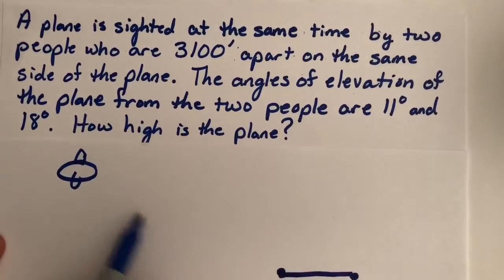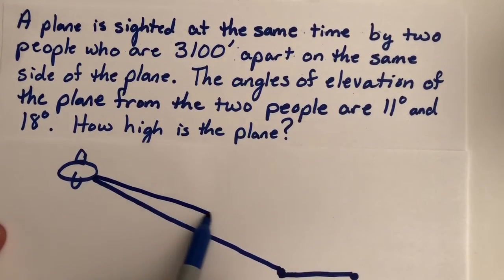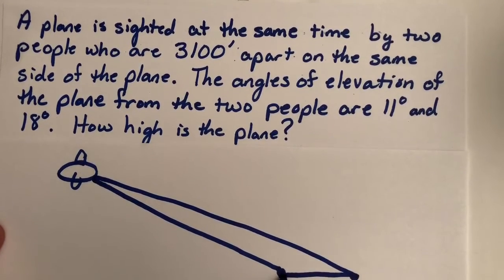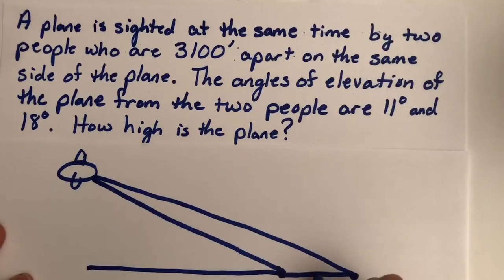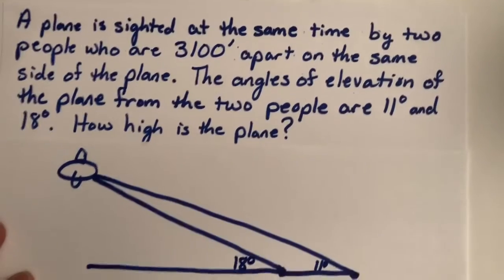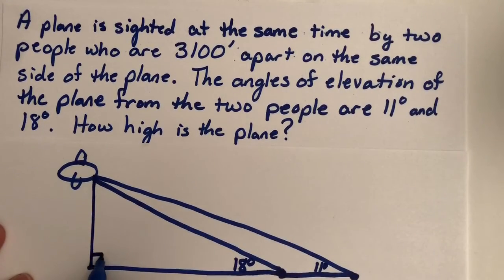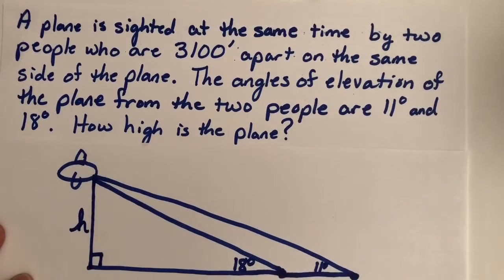So now let's draw the line segments that will allow us to put in the angles of elevation. Let's see, this is the smaller of the two angles. This is the other angle we have right here. So this angle is the smaller of the two, so it must be 11 degrees. And this angle right here is 18 degrees. And the question is, how high is the plane? So if I draw this segment right here and make it perpendicular to the ground, that's what I'm trying to find. And let's call it H. So our task is to solve this problem right here for H.